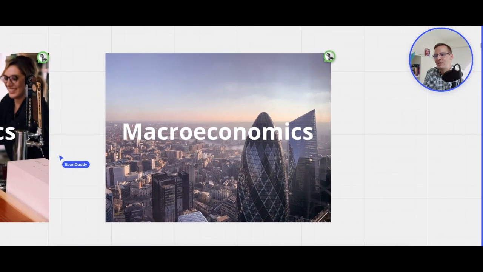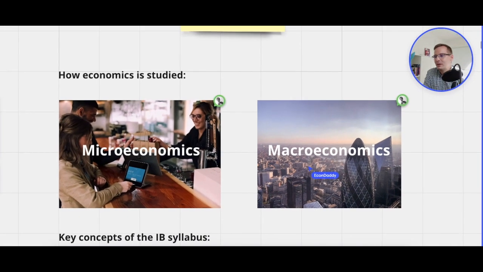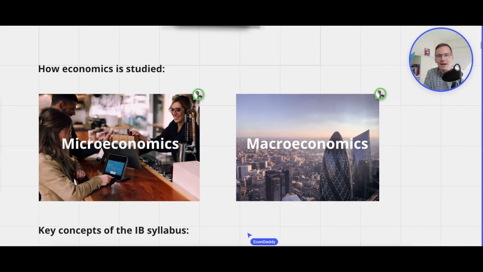Whereas in macroeconomics, it's the whole economy with all the products, all the firms, and all the buyers who are known as consumers in an economy. So that's the major difference between the two. Looking at a single product, a single market in micro, and looking at the whole economy in macroeconomics.